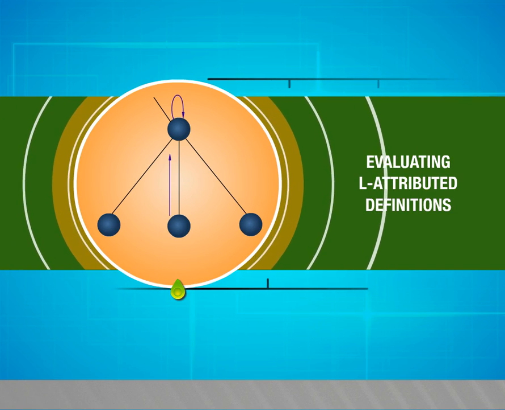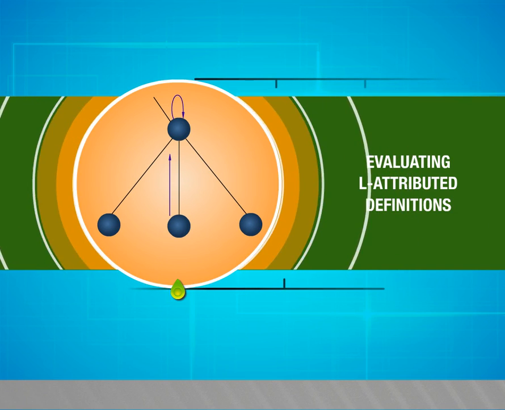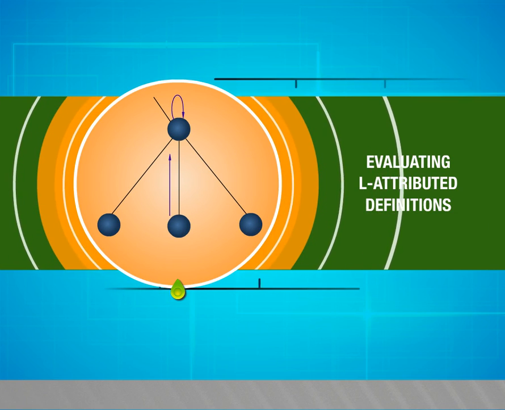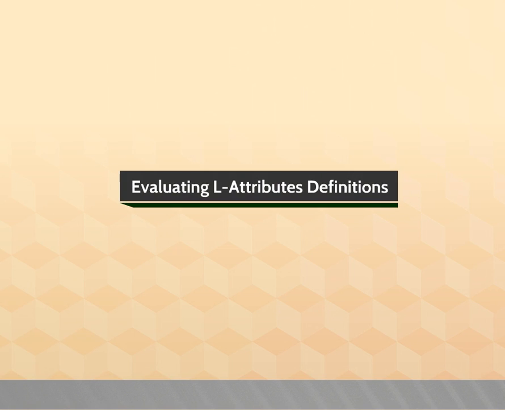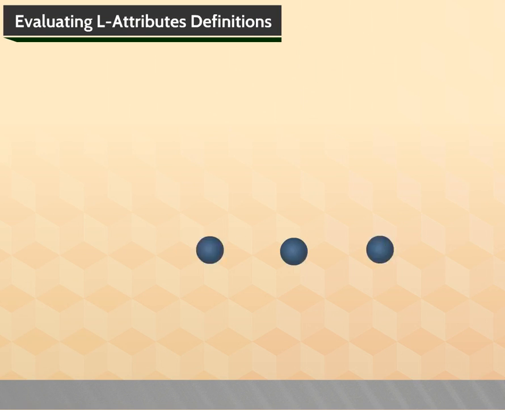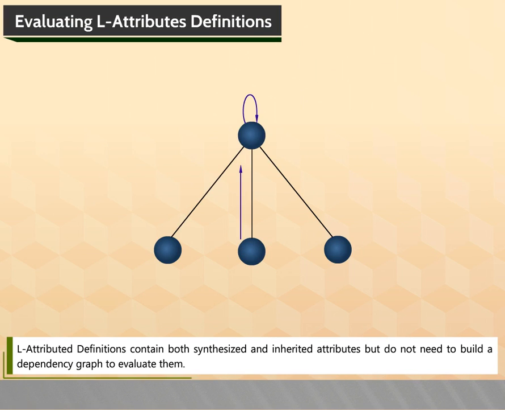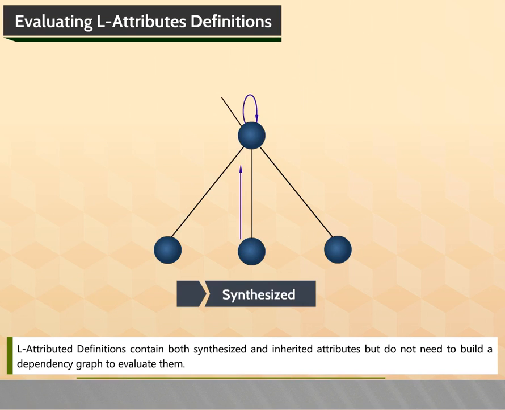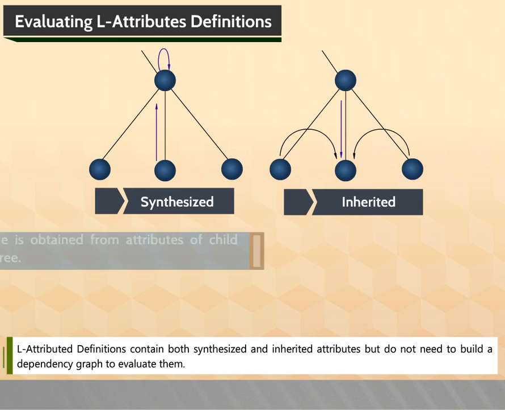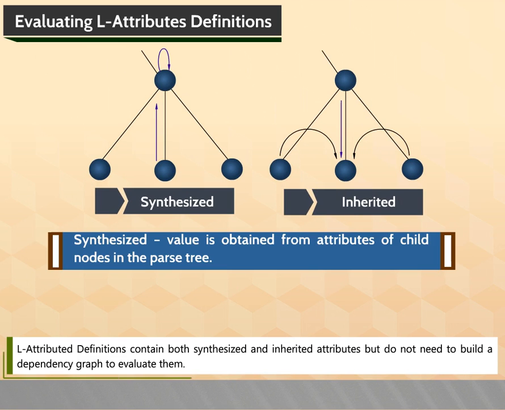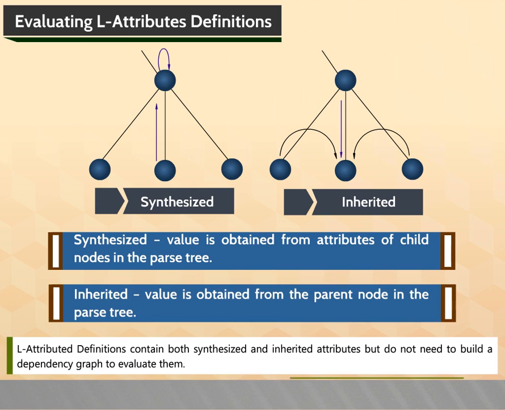Evaluating L-attributed definitions. In this video, we are going to see about evaluating L-attributed definitions. L-attributed definitions contain both synthesized and inherited attributes but do not need to build a dependency graph to evaluate them. Synthesized value is obtained from attributes of child nodes in the parse tree. Inherited value is obtained from the parent node in the parse tree.